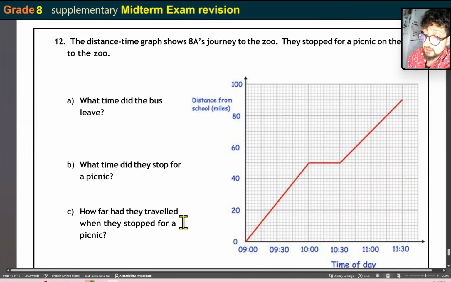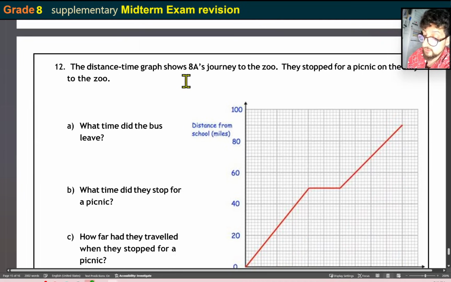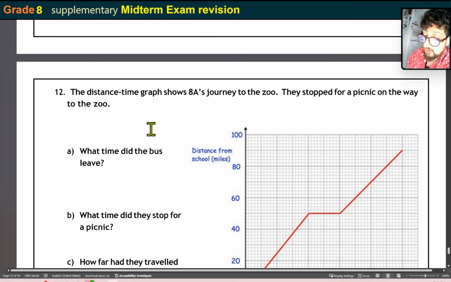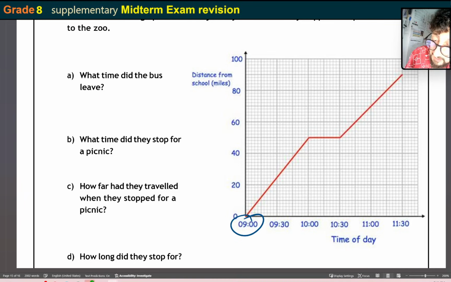Okay, the distance-time graph shows 8A, so grade 8 students' journey to the zoo. They stopped for a picnic on the way to the zoo. What time did the bus leave? 9 a.m. As you can see, 9 o'clock. It doesn't say 9 a.m., but I assume this is a 24-hour clock. So there you go, 0900.